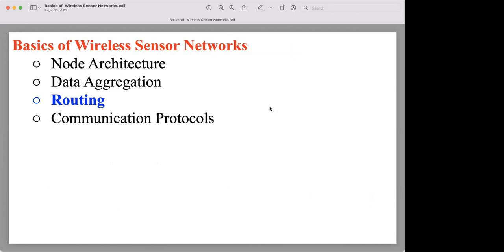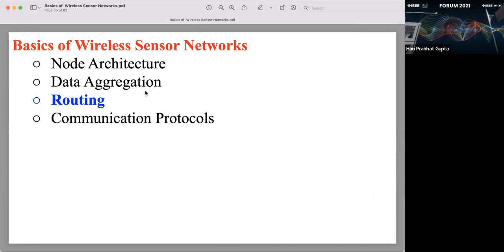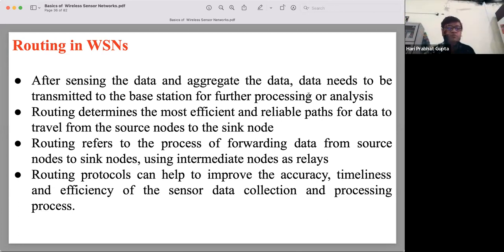Now we come to the third one, basics of the wireless sensor network. First, we already designed the node with all the components. Then we also thought about the data aggregation, what algorithms and techniques we will use, and we worked that out. Now we come to the third one, that is routing. If I have the information and I aggregate it, how can I transmit this information to the next node, or the next to next? After sensing and aggregating the data, it needs to be transmitted to the base station for further processing. Routing algorithms and techniques determine the most effective and reliable path for the data to travel from source to destination.